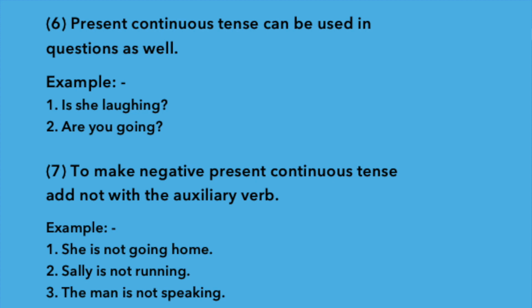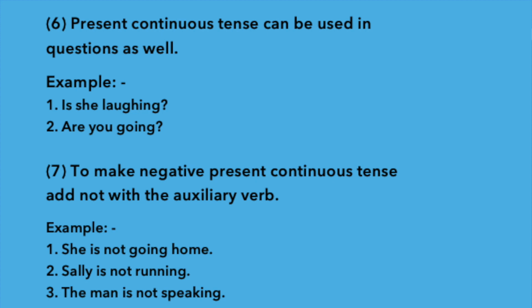She is laughing. We can ask, is she laughing? He is going. Then we can ask, is he going? And we can ask a direct question, are you going? So here we used present continuous tense to ask questions.